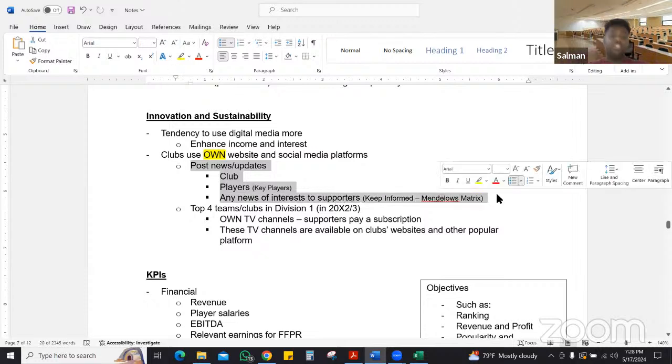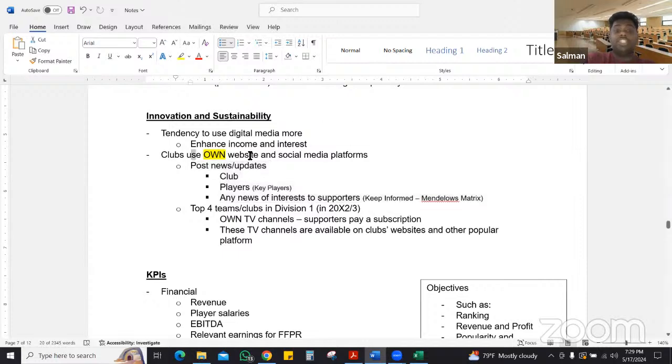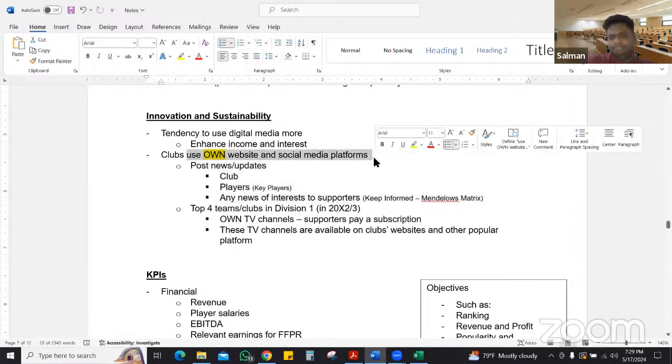Remember, we discussed Mendelow's matrix, types of stakeholders. Keep informed. How do we keep them informed? Through websites and social media. Who are the stakeholders we keep informed? High level of interest, low level of power. Individual fans have low power but high interest. They love the match. They love the club. So if there are any new players, we update. If they are selling players, we update. If we win a competition, we update. So we keep them informed through the digital platforms, website and social media.